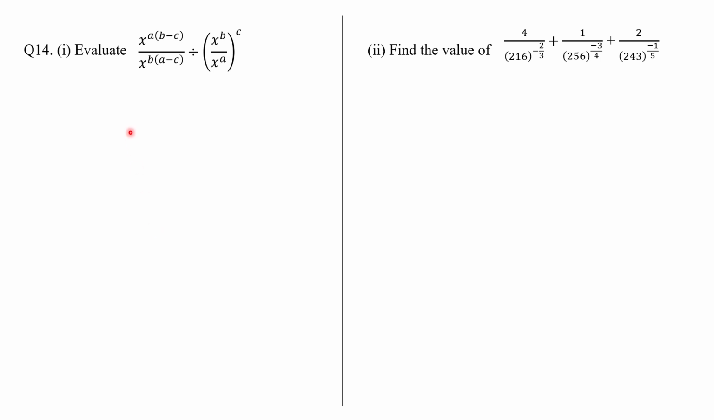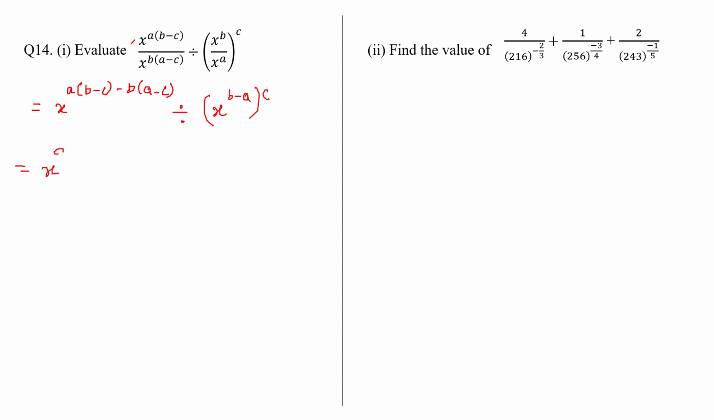Now question number 14, first part is x to the power a into b minus c by x to the power b into a minus c divided by x to the power b by x to the power a whole c. Okay, so this type of question is basically exponent type of question. So here what I will do, now see in the numerator and denominator, base is same, isn't it? So when base is same and its division, we have to subtract the power. So that I'm going to do it here. So x to the power a whole b minus c minus b whole a minus c divided by the other side also x to the power b minus a whole c.